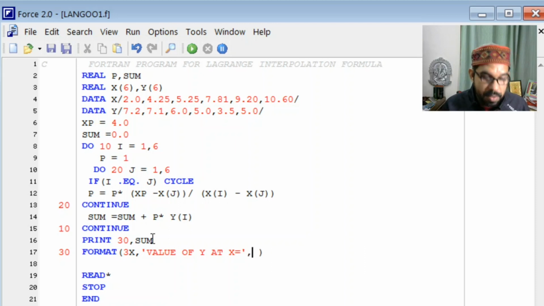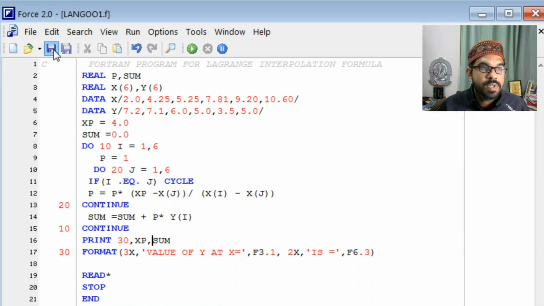30. This is actually real. XP is real. F of 3.1, and then again 1x, and here we write 2x is equal to. And let us store this number again in a real variable, F 6.3. Okay, so let us store this here. So here it should be xp comma sum.